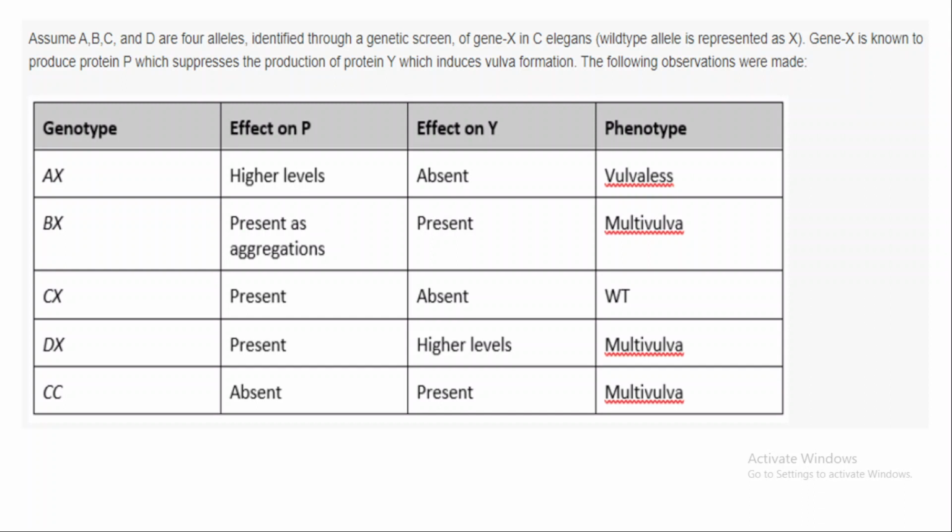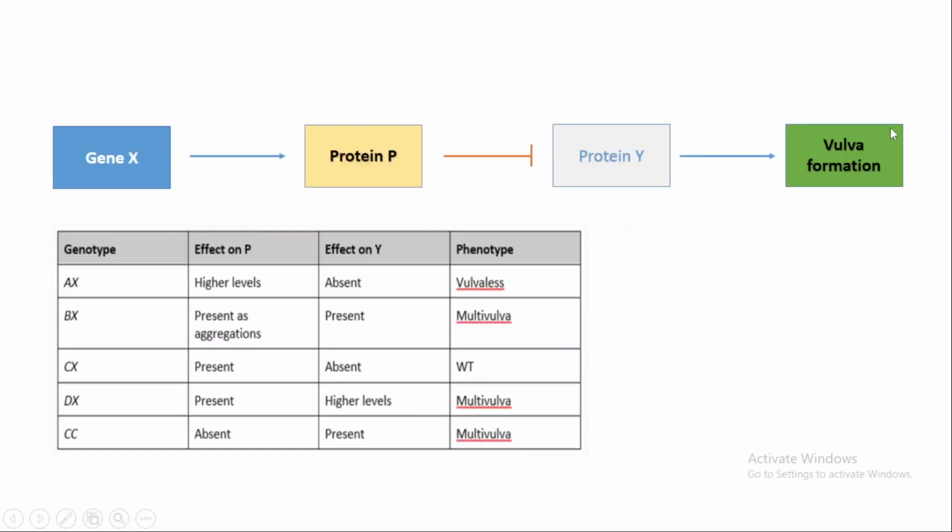I'm sorry if that got confusing, but as the statement says, protein Y is what induces vulva formation. So all these relations lead to protein Y influencing vulva formation. That's why wherever the effect on Y is positive, we see multivulva. Effect on Y is higher levels, we see multivulva, and so on. Dominant negative, yes.